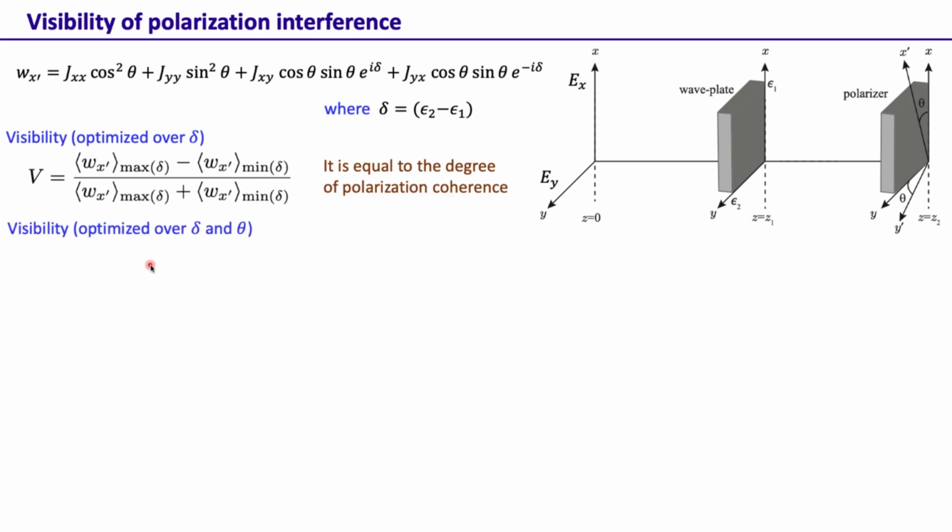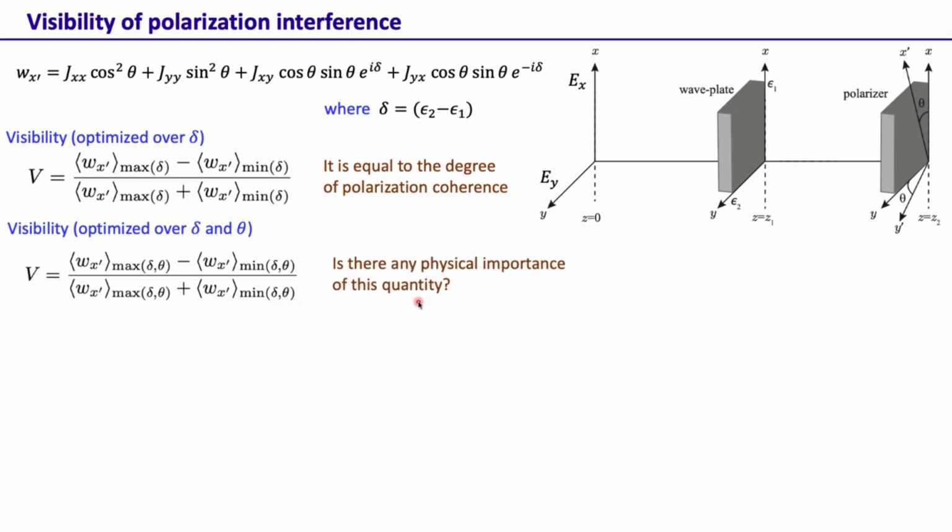Now, in this case, we ask the question: what happens if we actually optimize the visibility over delta and theta? For example, that visibility, if we define it as Wx prime maximized over delta and theta, minus Wx prime minimized over delta and theta, with this Wx prime max and min, then this is also visibility. So, is there any physical interpretation to this visibility or to this quantity?